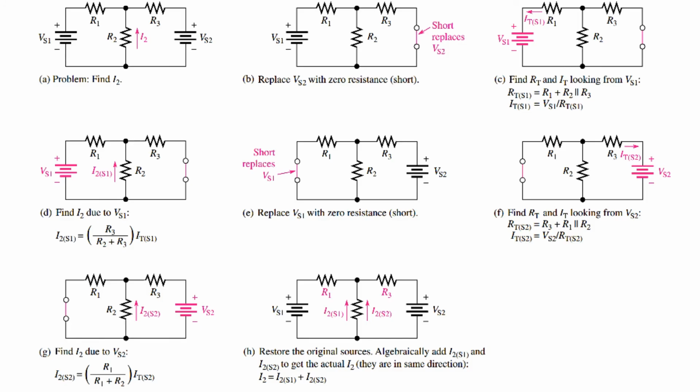The current I2S2 when Vs1 is shorted is derived similarly. I invite you to derive for yourself the equations for parts F and G. The total current through R2 is then the sum of these two currents, I2S1 and I2S2.